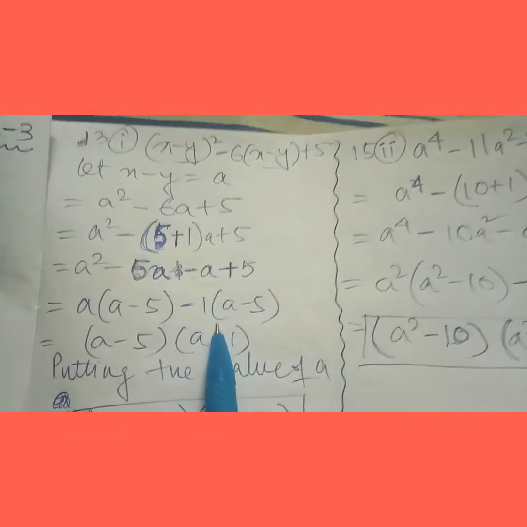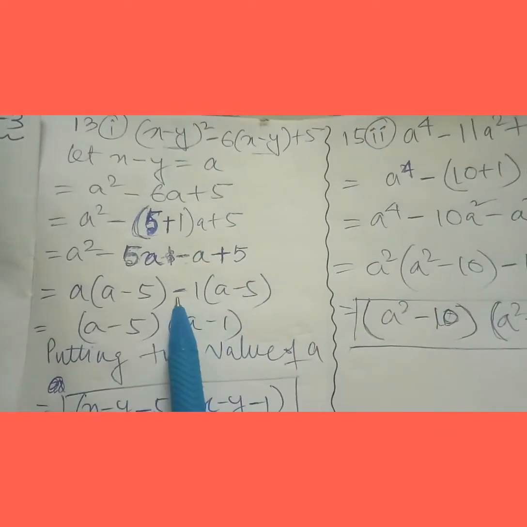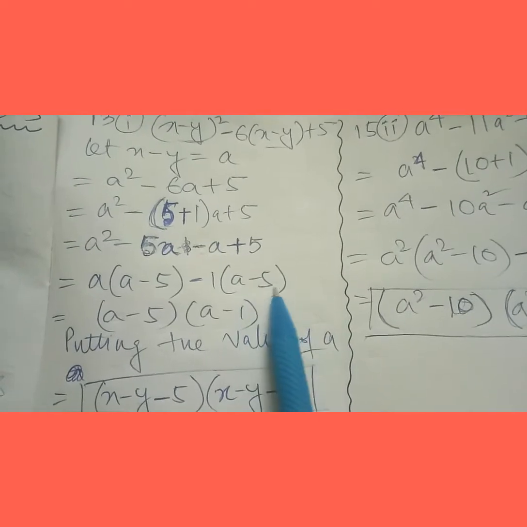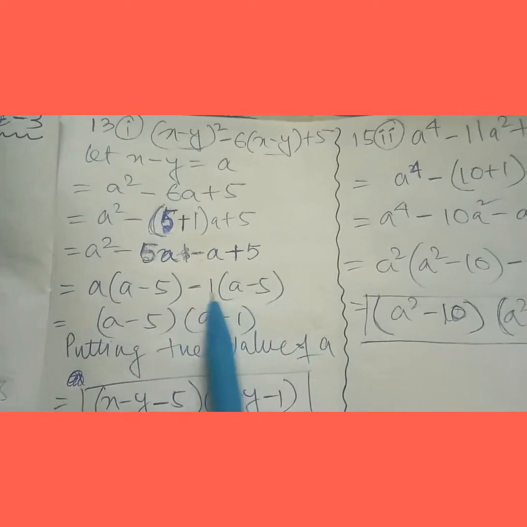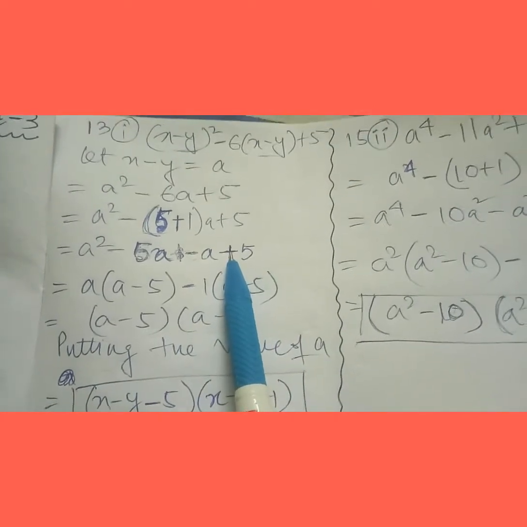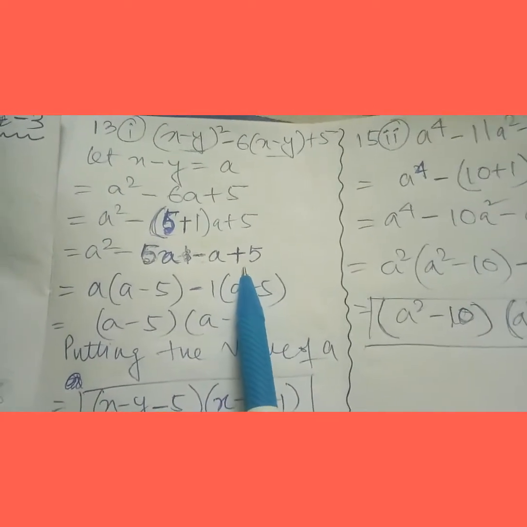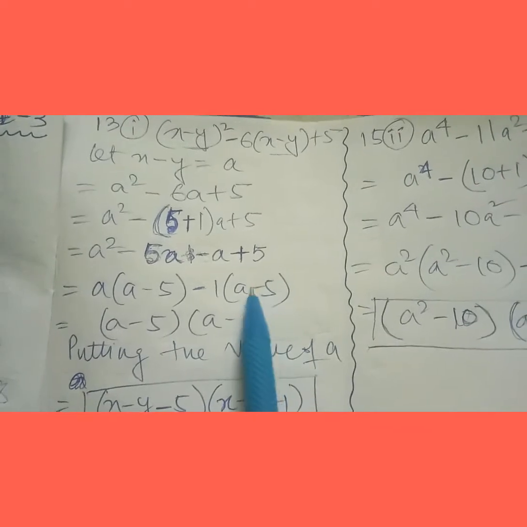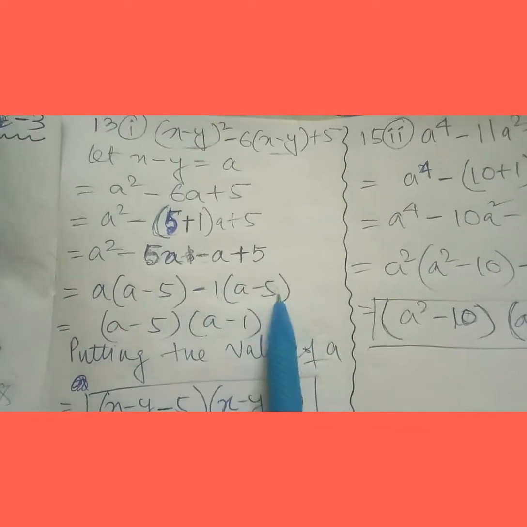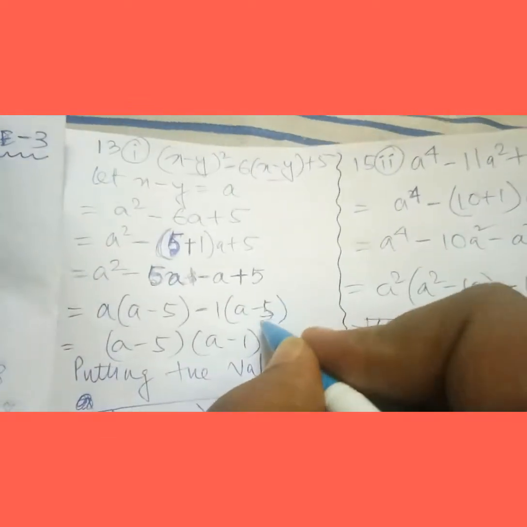I can take 1, but here is one more problem: minus into minus is plus. That means we have to be very careful about taking this minus common, and you have to check back also. See, minus into minus is coming plus. Some students might do it wrong; here it is given plus, then minus minus is plus. That means this is 5 minus 5.